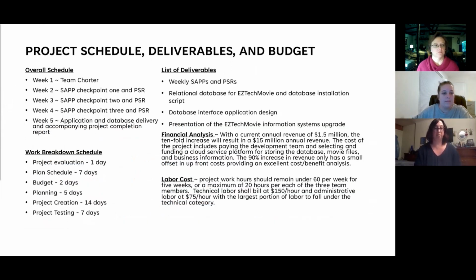Next slide, please. So here you can see our overall schedule. Week 1, our team completed the team charter, and then weeks 2 through 4, we completed the SAPP checkpoints and the PSR. In week 5, we completed the application and database delivery, as well as the accompanying project completion report. And then the work breakdown schedule is listed there as well, with the project evaluations, the plan schedule, the budget, etc. And for the project testing, we allowed 7 days.